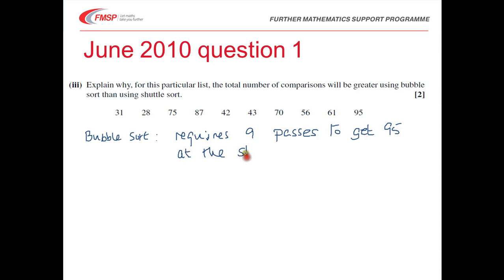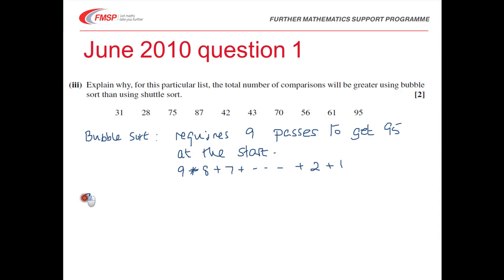So remember, 95 was right at the end. So in terms of comparisons, that means 9 passes, so 9 in the first, and then we will have, that's a plus sign, 8 in the second, and then 7, and so on, all the way down. So we will have the maximum number of passes needed.